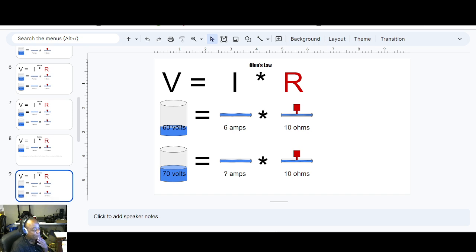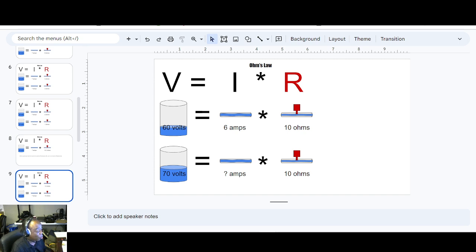Now, let's start again. This time we have 60 volts that has been made from 6 amps in the circuit and 10 ohms of resistance. Now, let's start increasing the voltage. We're going to put more and more water in the tank, and we're going to see what happens to the speed of the water through the pipe. So you have more and more water in there, and you keep the resistance the same. You're not going to change the knobs.